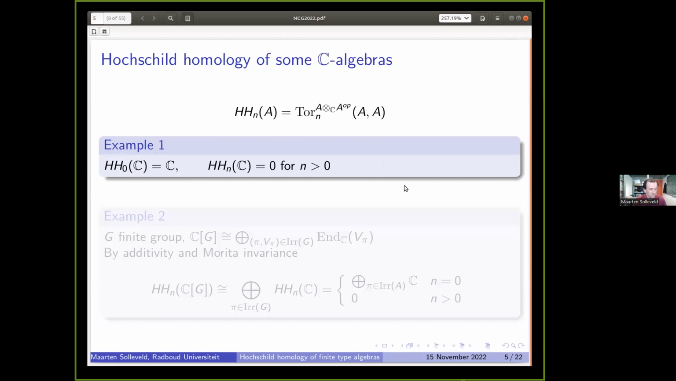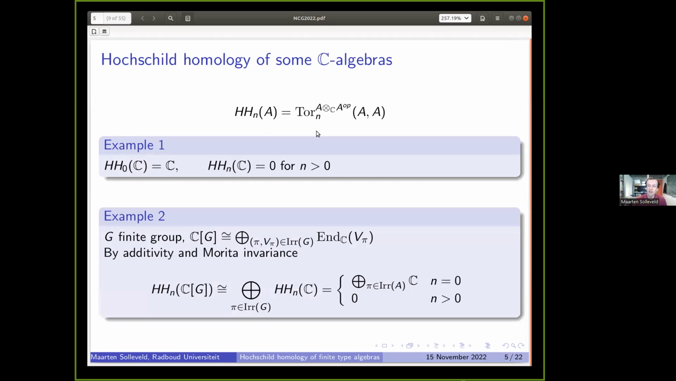Okay, so let me discuss some basic examples. The most basic example is if you take the complex numbers, the algebra of functions on a point, and then you recover the same algebra in degree 0, and in positive degrees you get nothing. Basically, this C is a semi-simple algebra, or actually a simple algebra. So every module is projective, and these Tor functors just disappear.